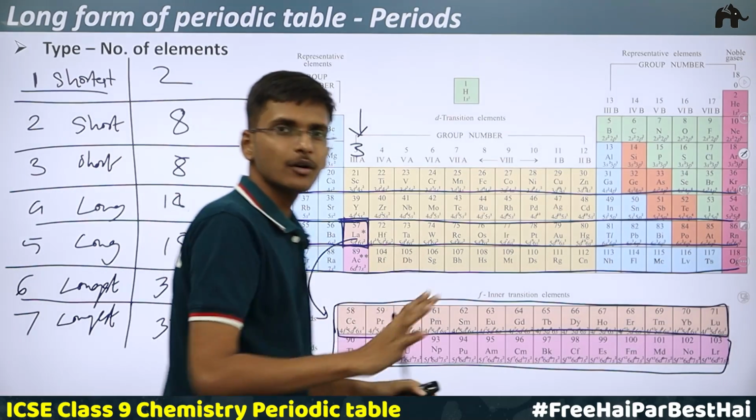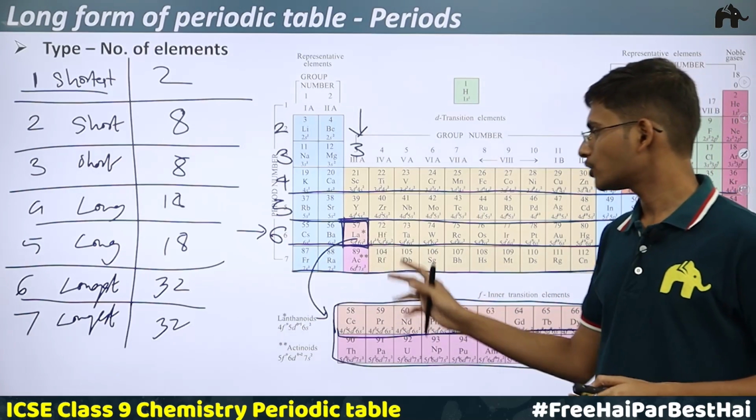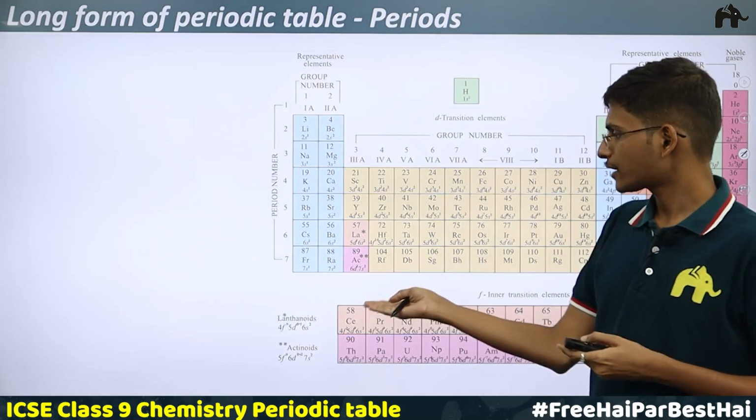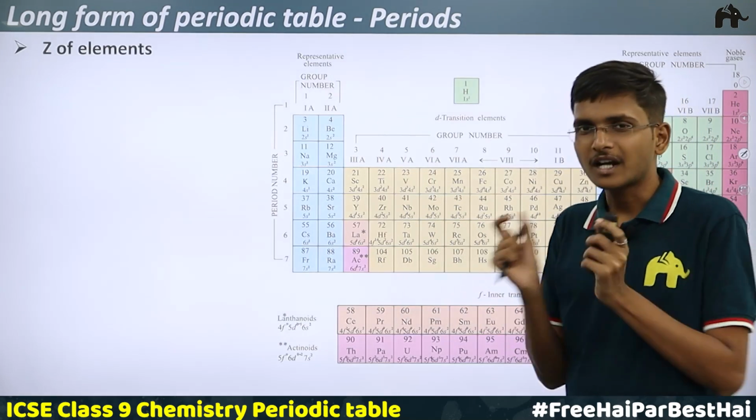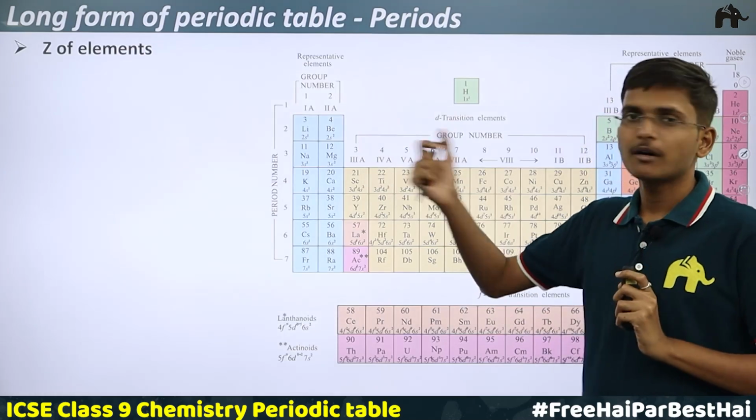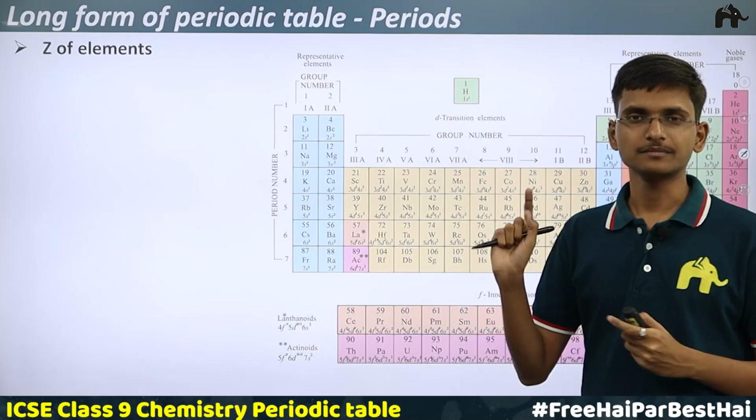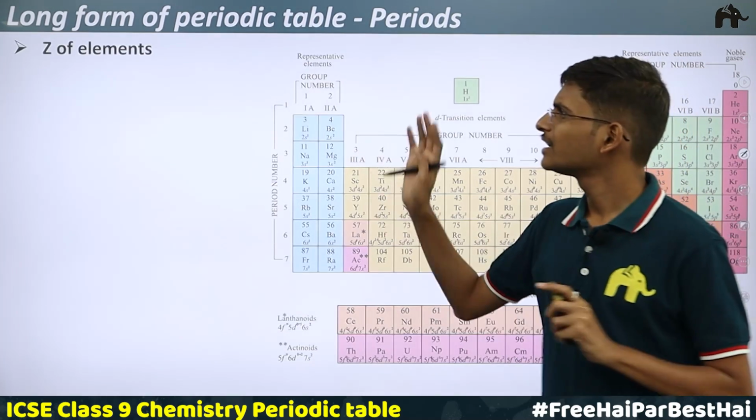Now let's see about these elements as well. Why are these placed below and all those things, and what these elements are actually called. But before that, first let's have a basic understanding about the atomic numbers of the elements present in the particular period. It's very easy, it's very simple.